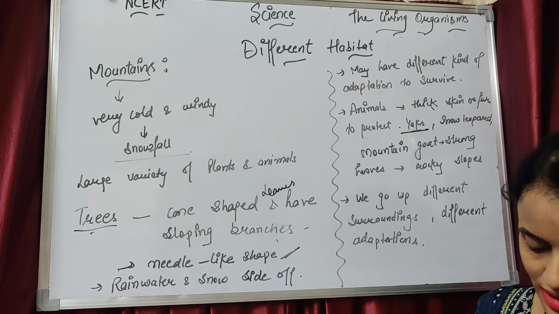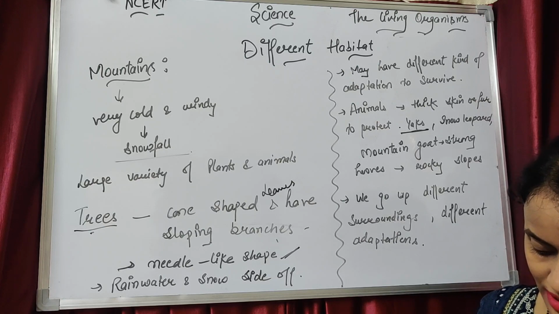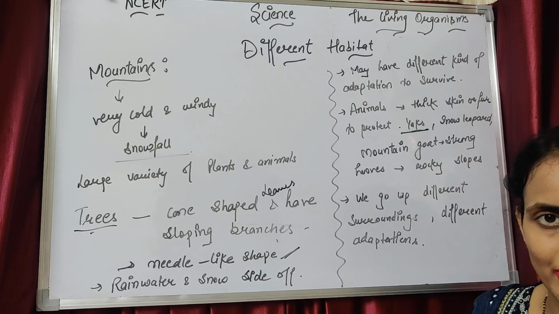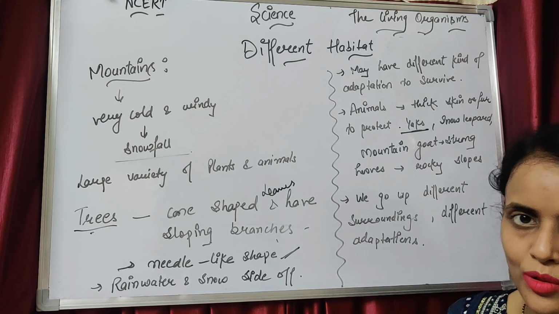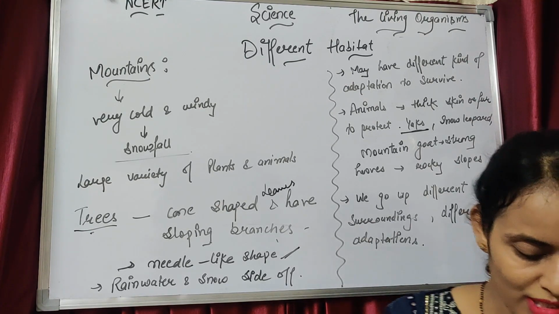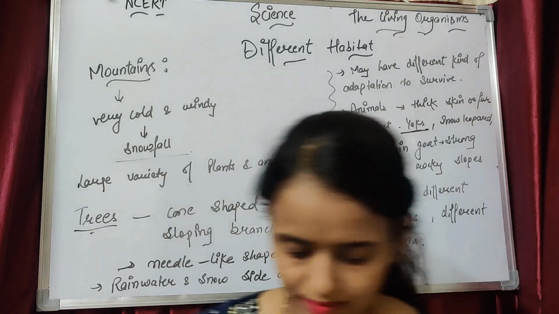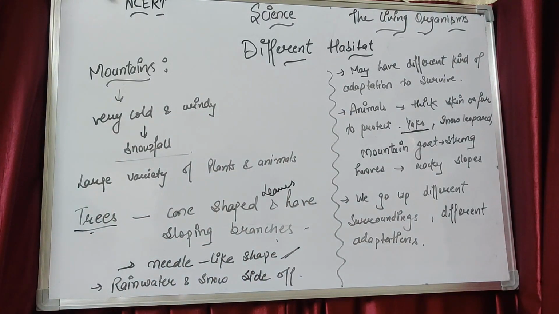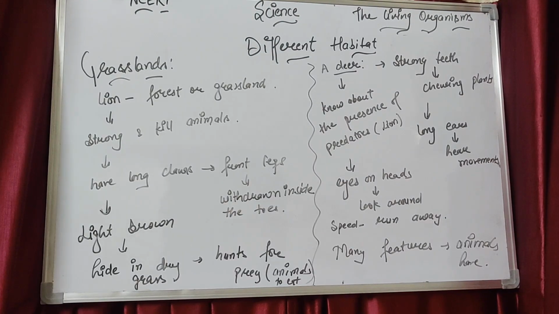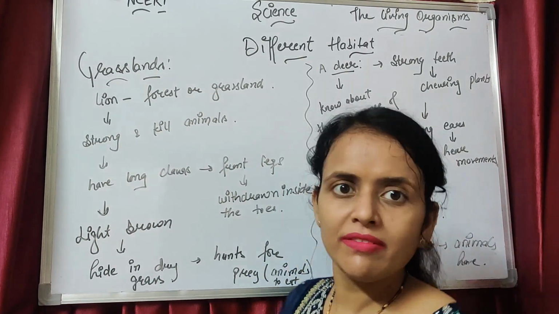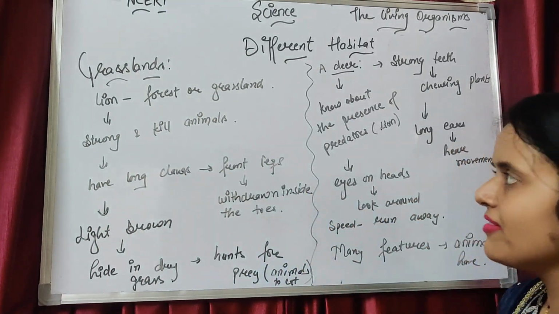And next our topic is grassland. So we will discuss grassland now. In grassland also there are different kinds of adaptation, different trees, different animals. Okay, take a look. We will start with the grassland. Yes, so our next is the grassland habitat, where we live.